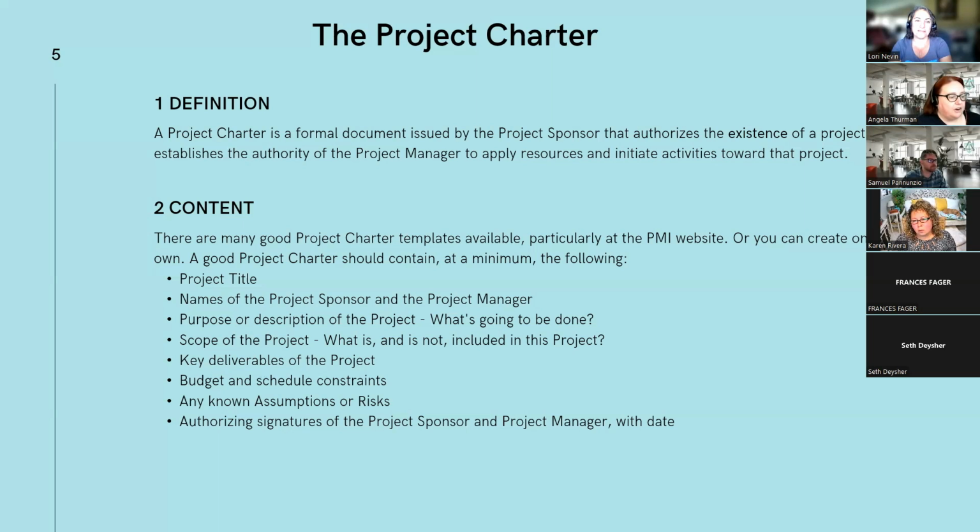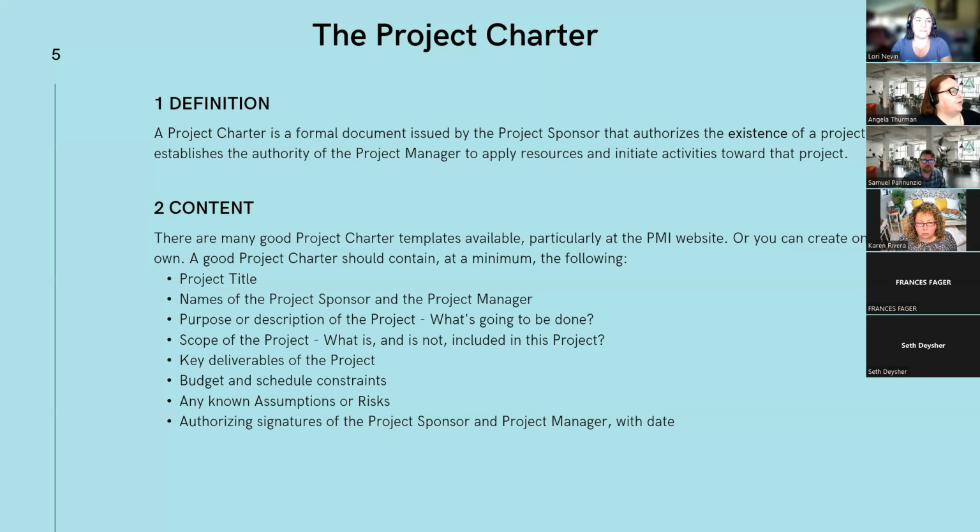This can require a bit of brainstorming on the part of the sponsor and the project manager. And so this is a good point. The project charter needs to be developed together. And then finally, the authorizing.